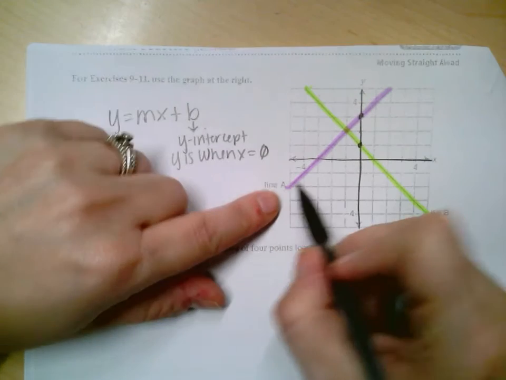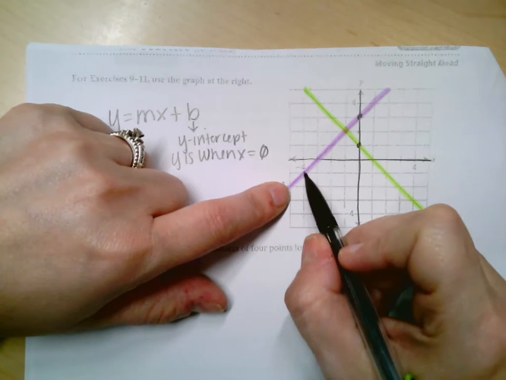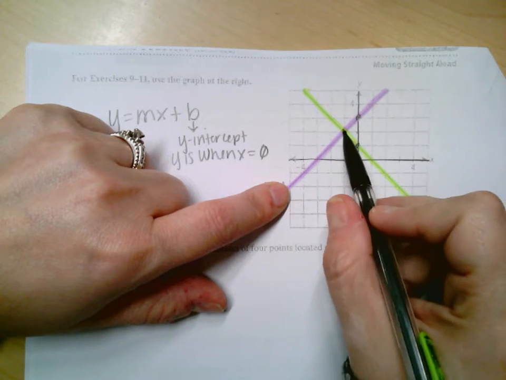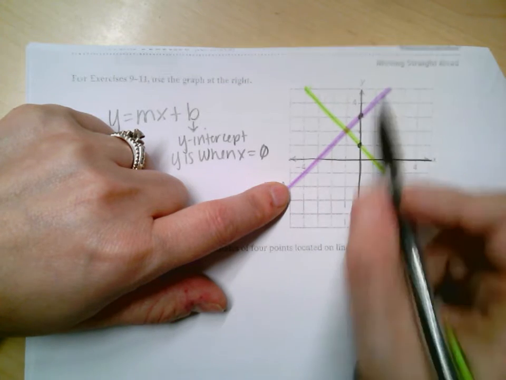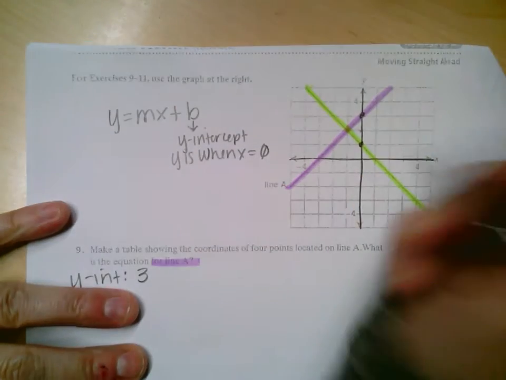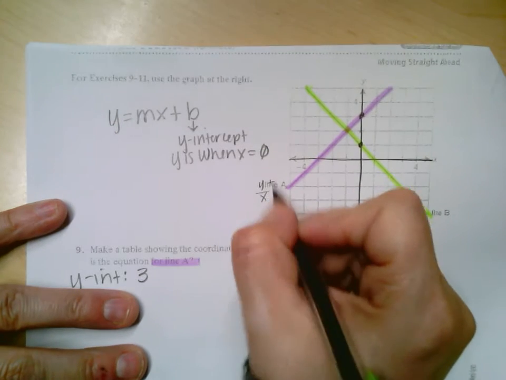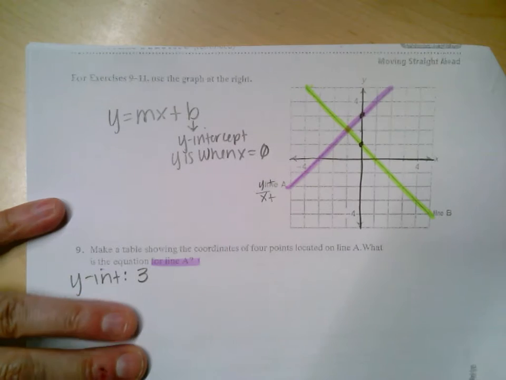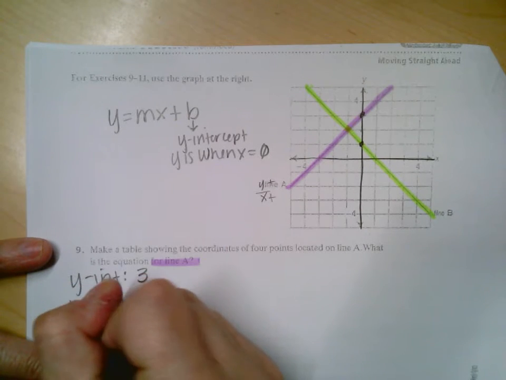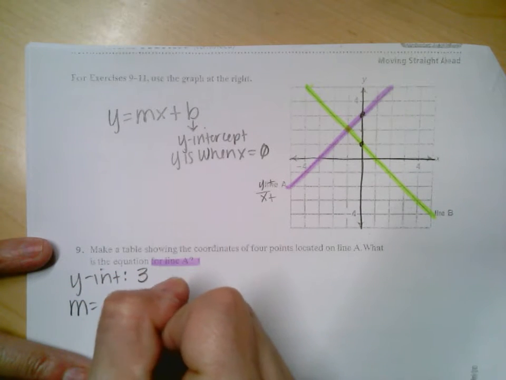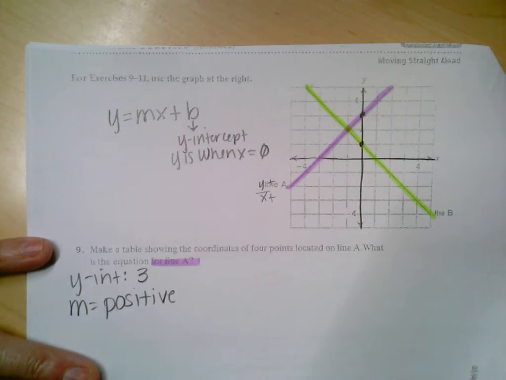If I look at this, my x is going up. I'm stepping, stepping, stepping, stepping, stepping, as my y is going up. So this is my difference in y, which is a positive, over my difference in x's, which is a positive. So I know that my slope is positive.